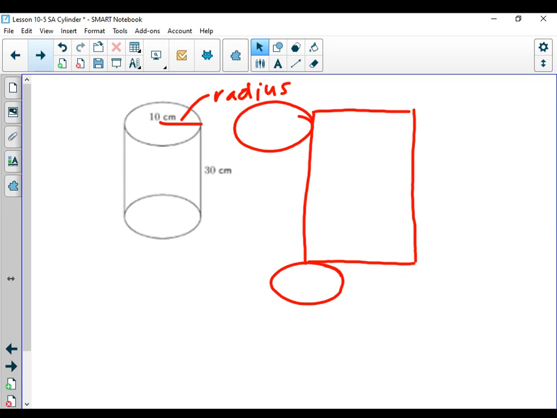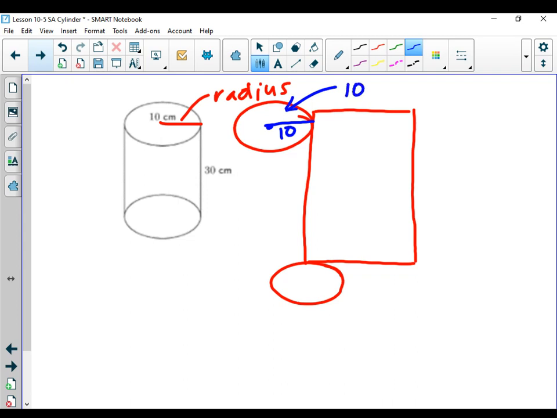So if I start with this circle, I'm going to find the area. 10 times 3.14. You're super close. Okay. 10 to the second power times 3.14. What does 10 to the second power mean? 10 times 10, 100.